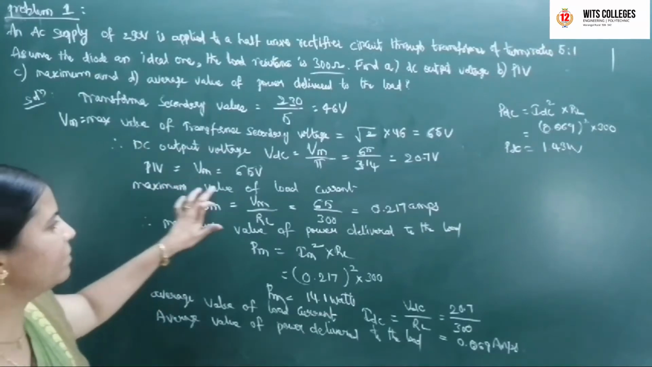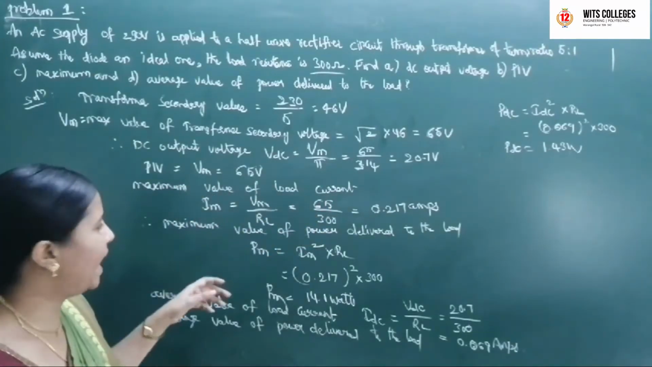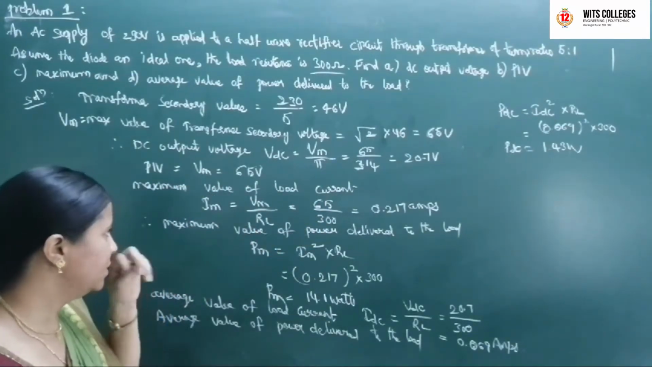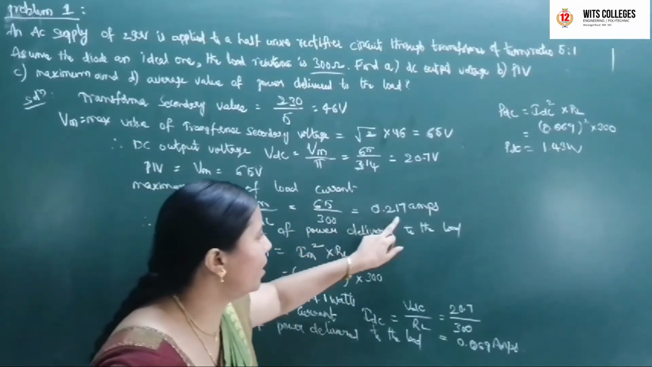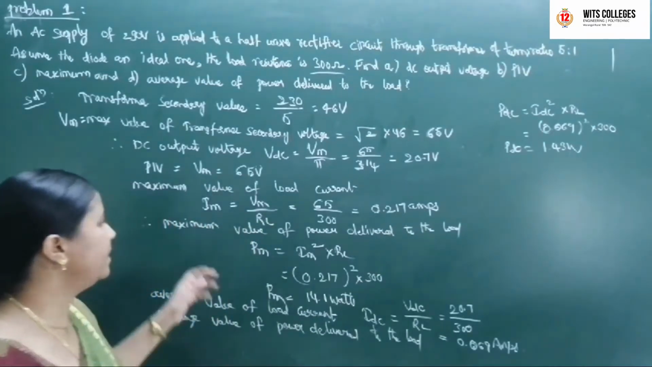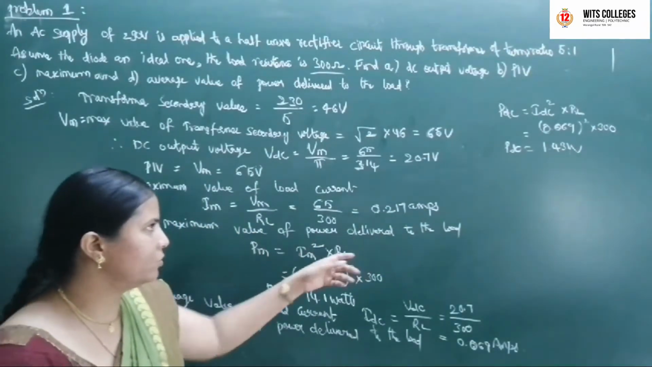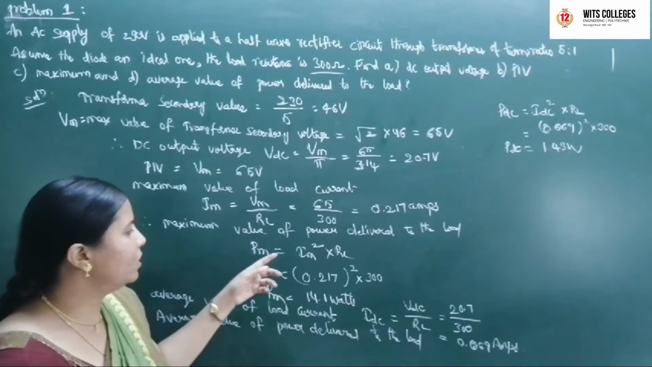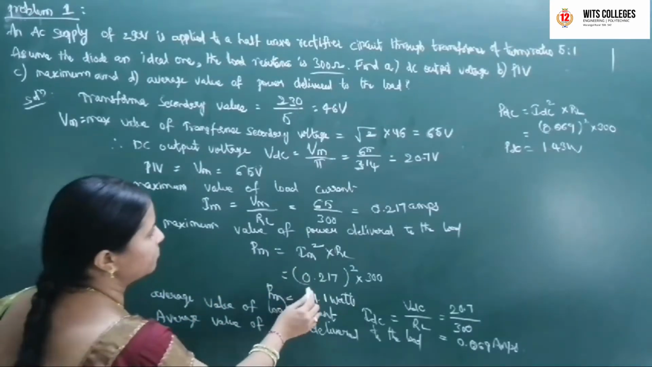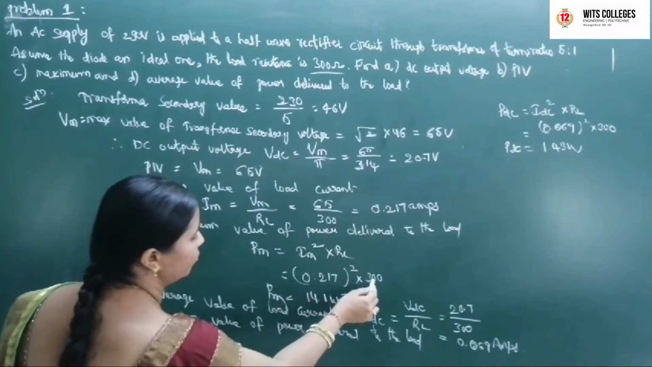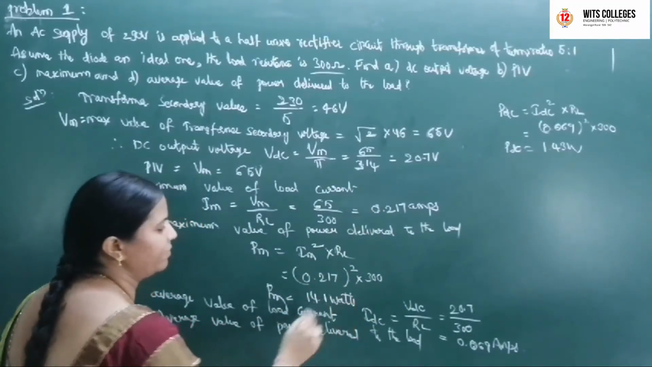So the maximum value of load current, Im, is equal to Vm by RL. The Vm value is 65. 65 by 300 gives 0.217 amps. Then the maximum value of power delivered to the load is Pm equal to Im square into RL. Im square, 0.217 whole square, into 300 gives 14.1 watts.